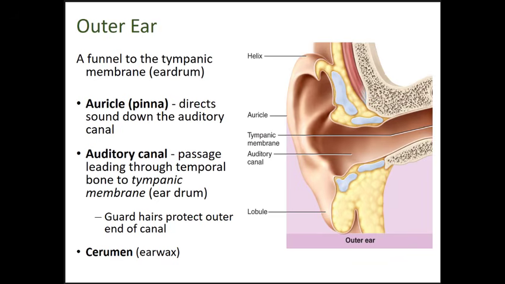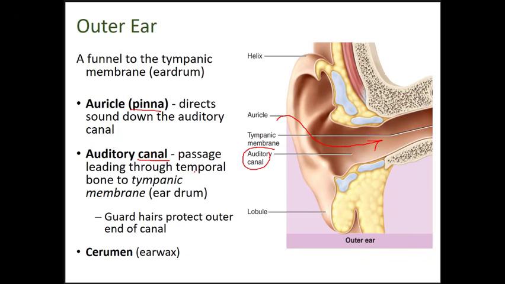Let's start with some anatomy of the outer ear. Here we have the outer region of the ear that we call the auricle, or the pinna. And the pinna is what is really going to be directing sound into your auditory canal. So here's your auditory canal. And so the pinna here, or the auricle, will almost funnel or channel sound into your auditory canal.